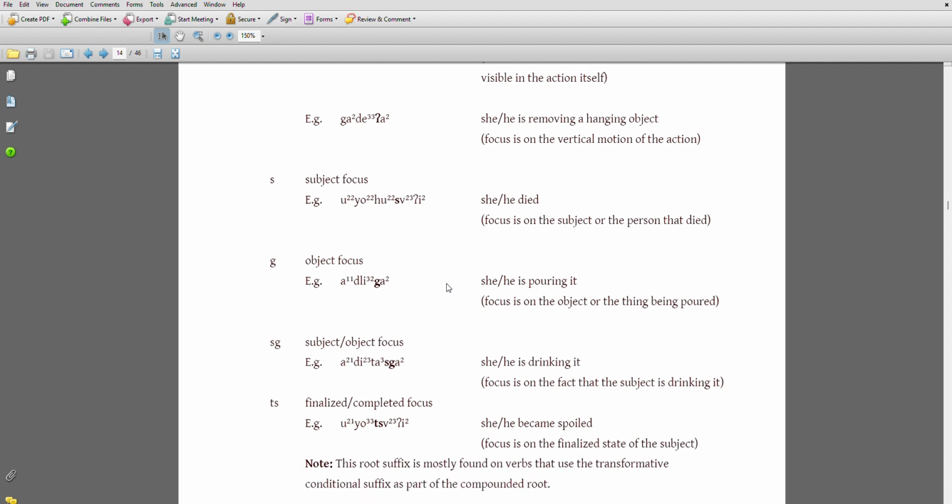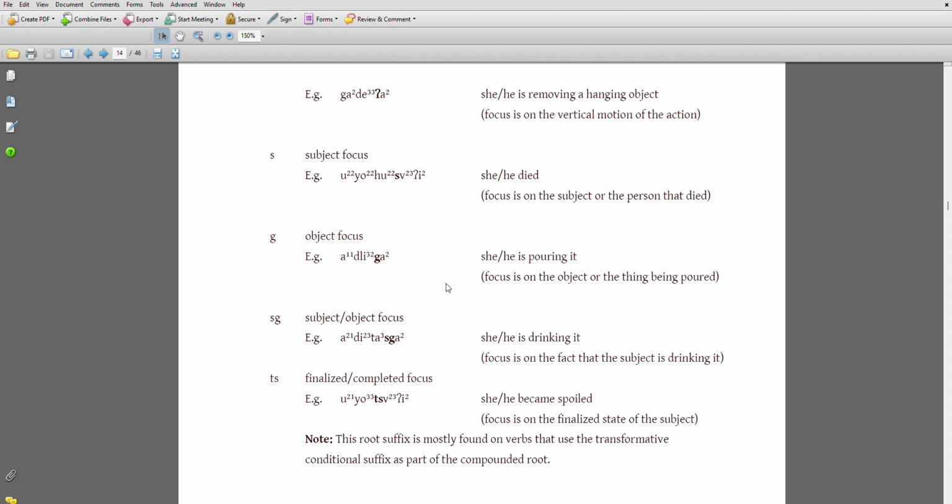SG means subject-object focus. So, for example, aditaskan. He or she is drinking it. Focus is on the fact that the subject is drinking it. S is he or she, and G is whatever they're drinking. Aditaskan. TS is a finalized or completed focus. Uyo zheng. She or he became spoiled. Focus is on the finalized state of the subject.